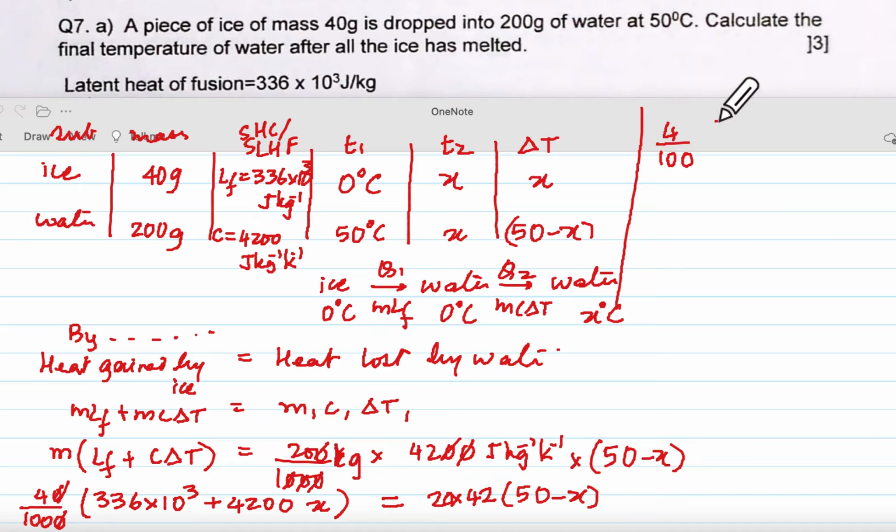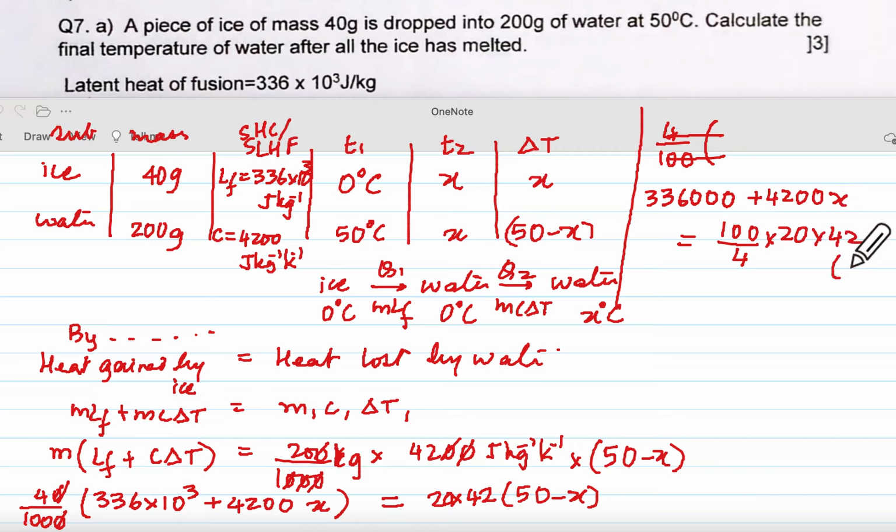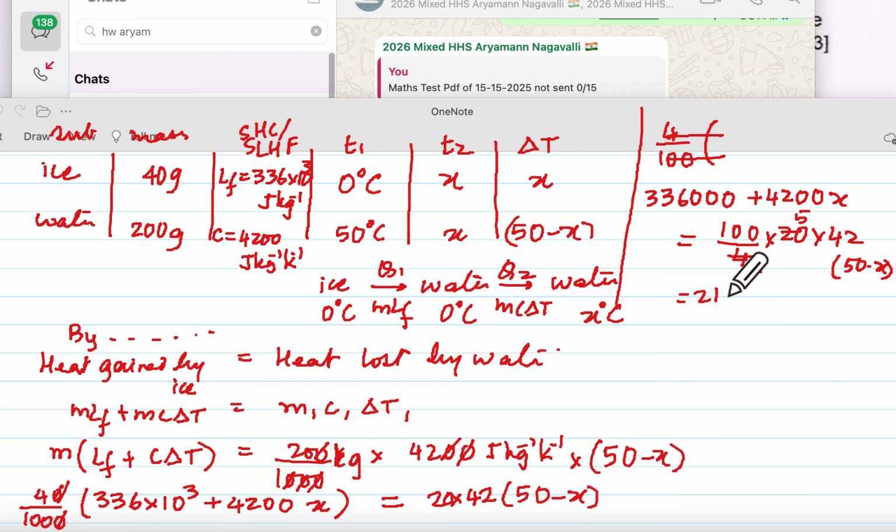Four upon 100 into ... 336,000 plus 4200x is equal to 100 upon 4 into 20 into 42 into 50 minus x. 4 ones and 4 fives. So 21 ... 221,000 into 50 minus x.